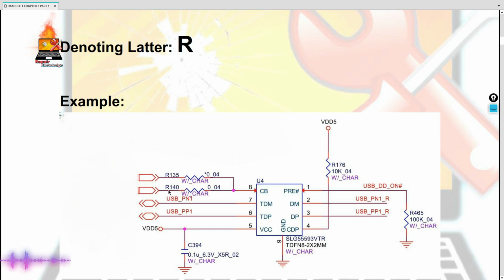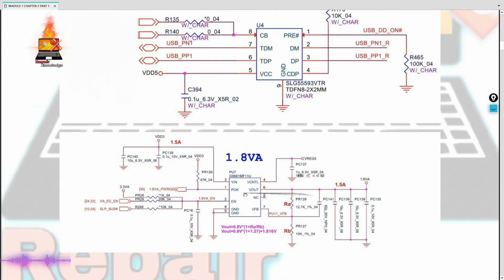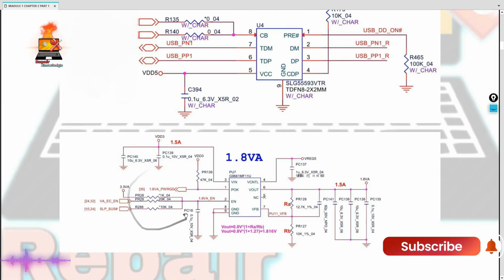Its location number has been written, R, meaning this is the resistor, and you can also see here below there is a second resistor here, and on this side there is also a resistor, R is written, and here also this resistor is attached with R. Okay friends, let's move forward.